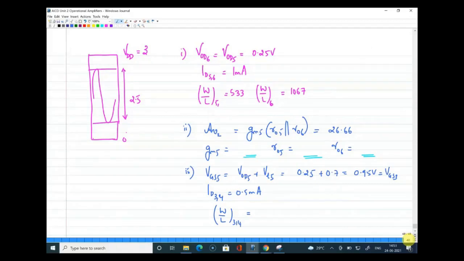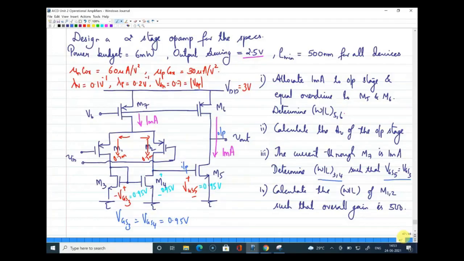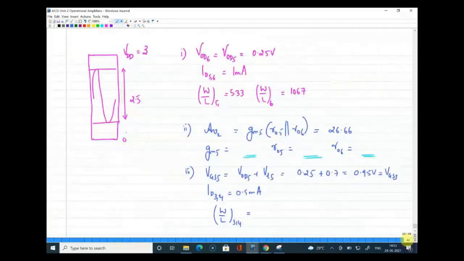Excuse me, sir. Yes. Sir, how did we get 0.95, sir? VGS3? All right. So the overdrive of 5 is given as 0.25. We can see that. Overdrive of 5 is given as 0.25. We got it from the first step. Because the output swing is 2.5 from the supply voltage, leaving the output swing, we have only 0.5, and that should be equally divided among the output transistors. So it is 0.25 each. Is it clear, Amitesh? Yes, sir.